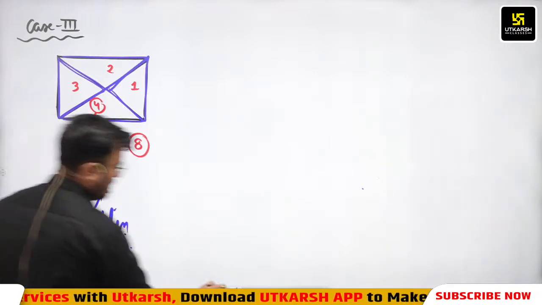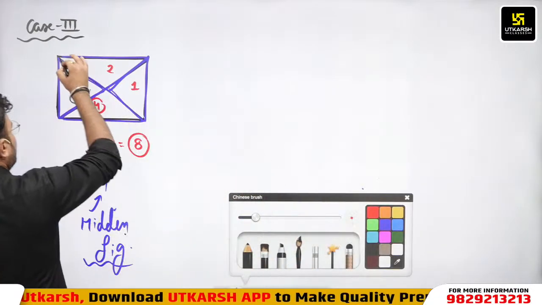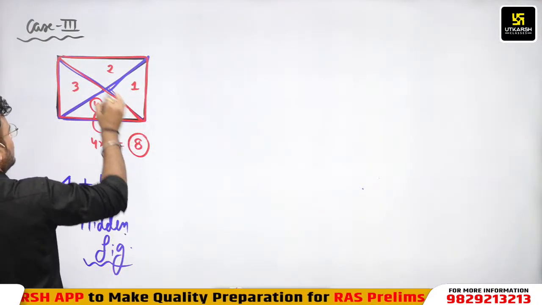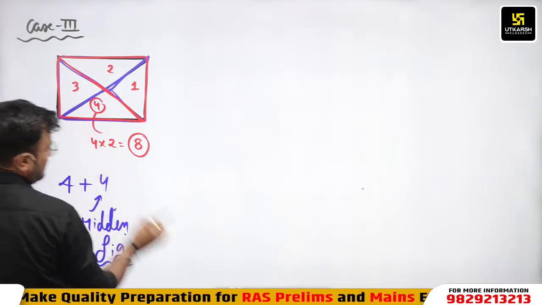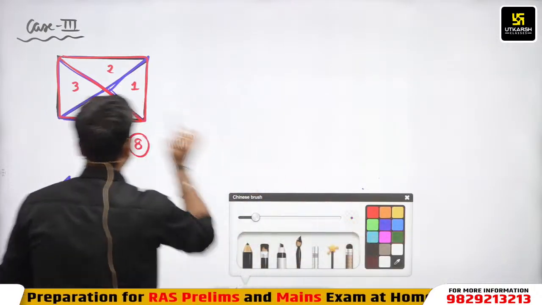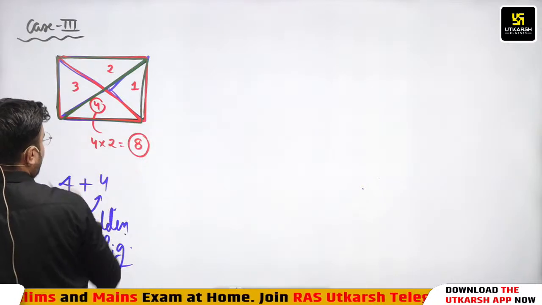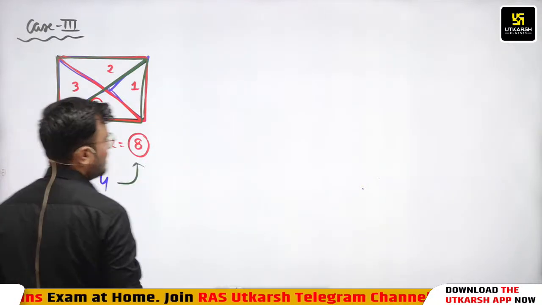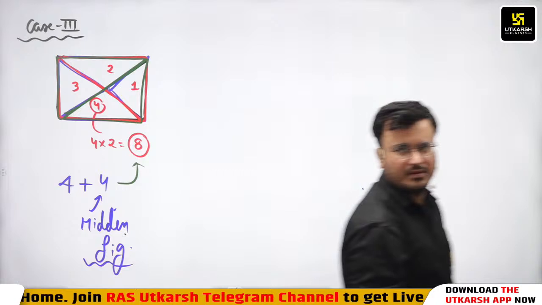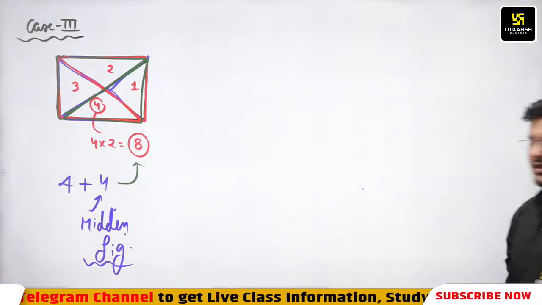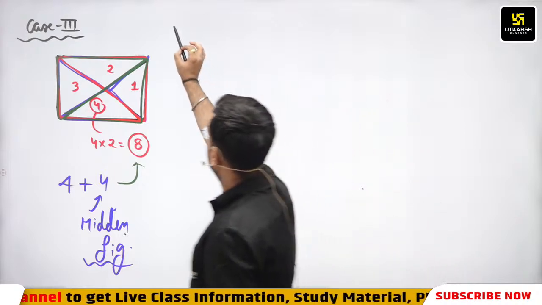So now you are able to see this triangle and this triangle. These two triangles are not counted. And similarly these two triangles also, and similarly these two triangles also. So these four triangles are hidden figures. So total how many triangles are there? Eight triangles are there.